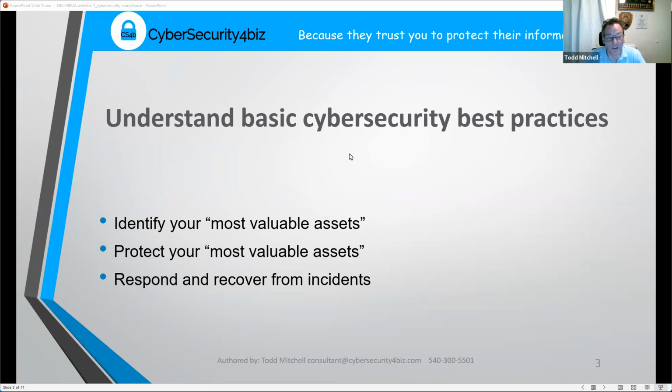So, understanding basic cybersecurity best practices. The first things you need to worry about when you're trying to implement best practices with cybersecurity is you need to identify your most valuable assets. The second thing you're going to want to do is protect your most valuable assets. And the third thing is you're going to want to respond and recover to an incident.